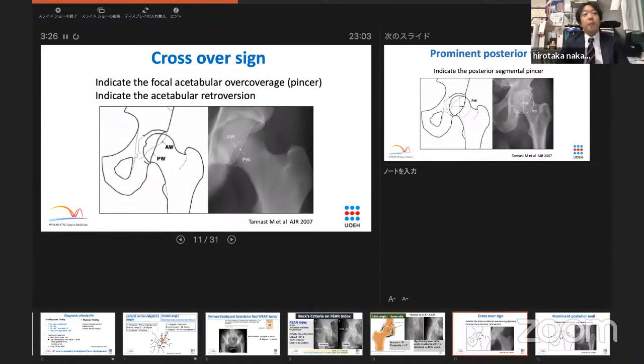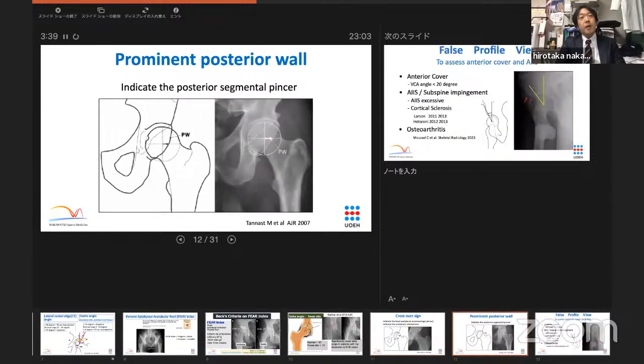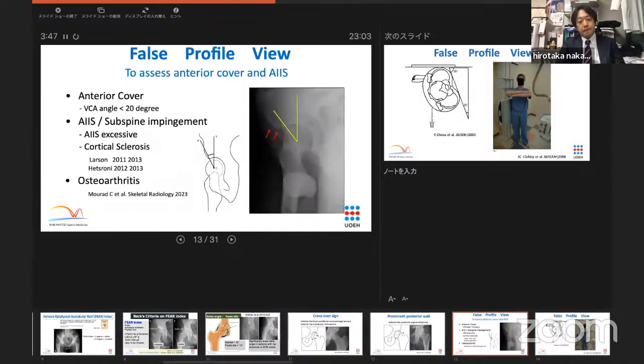The crossover sign indicates focal acetabular overcoverage, which indicates the pincer type, and it also indicates acetabular retroversion. The prominent posterior wall sign indicates the posterior segmental pincer type. The false profile view is useful to assess the anterior coverage and AIIS. It is also useful to evaluate osteoarthritis.